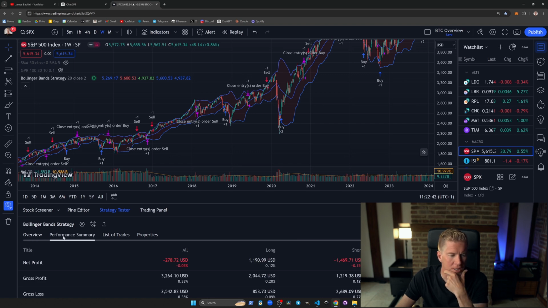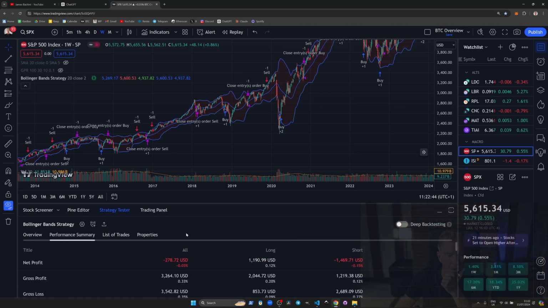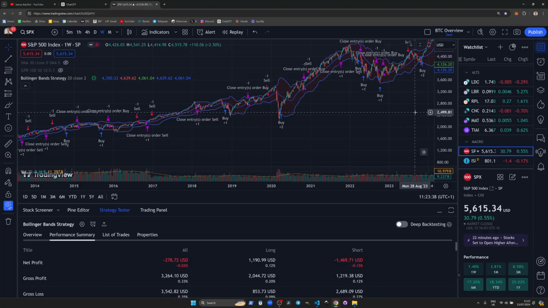Let's go over to the strategy tester and performance summary. And you can see this makes a profit when we're going long, and when you're short, it makes a loss, a greater loss. So it's not the best strategy in the world. Obviously, shorting the S&P 500 hasn't worked out historically very well. Let's modify the strategy so we can make it more profitable.